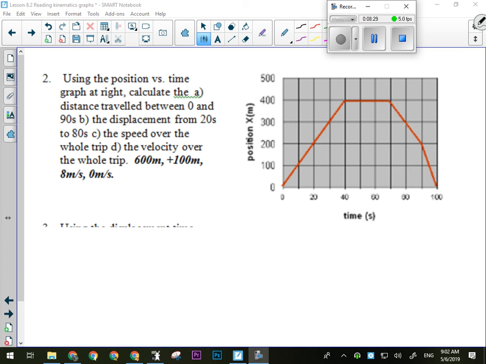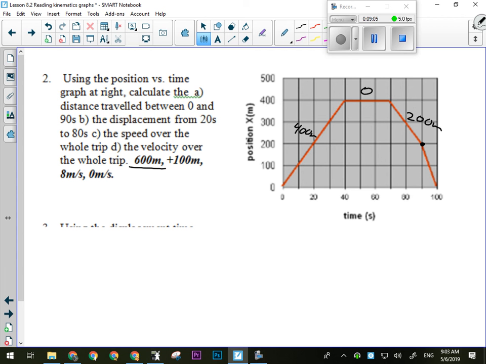So for question A, it wants to know the distance traveled between 0 and 90 seconds. All right, so 90 seconds is right here. So in this first part here, we go 400 meters. How far do we go here? None, because it's flat. And then we go from 400 back to 200. So this is 200 meters here. So our total distance between 0 and 90 seconds is 600 meters. Questions on part A?